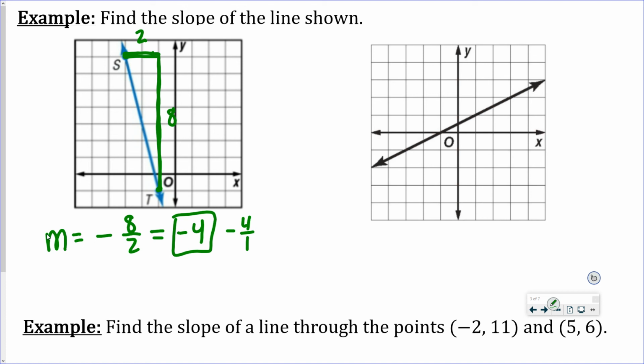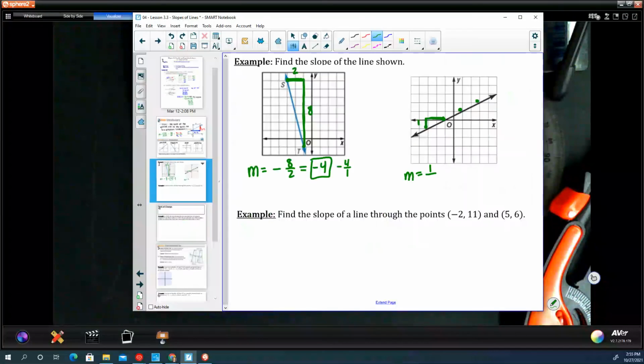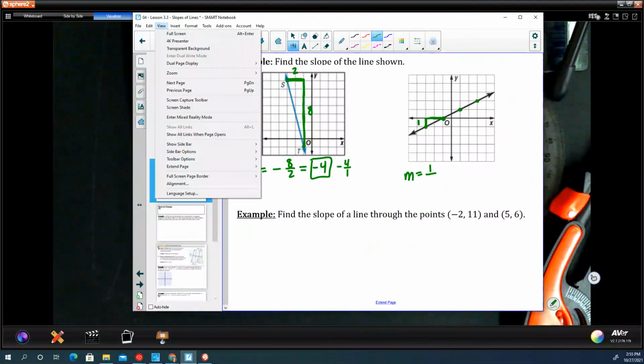This one, they didn't give me points, so you have to find points where the lines clearly cross. You could use this one, this one, this one, this one. Doesn't matter. Let's say I'm using these 2. So I'm going to connect them. What direction is this going? Positive. Great. Don't need to add a negative. My rise. My run. 2. Slope is 1 over 2.